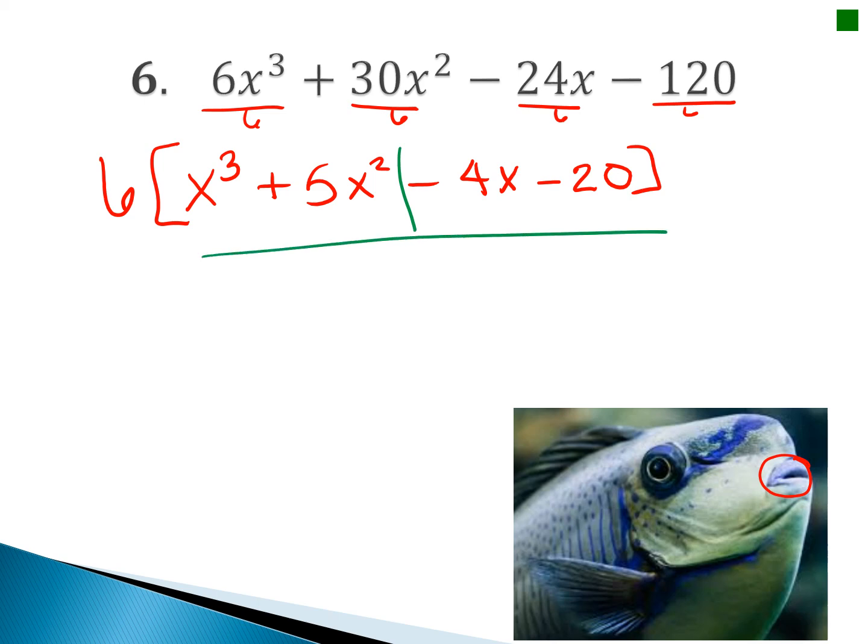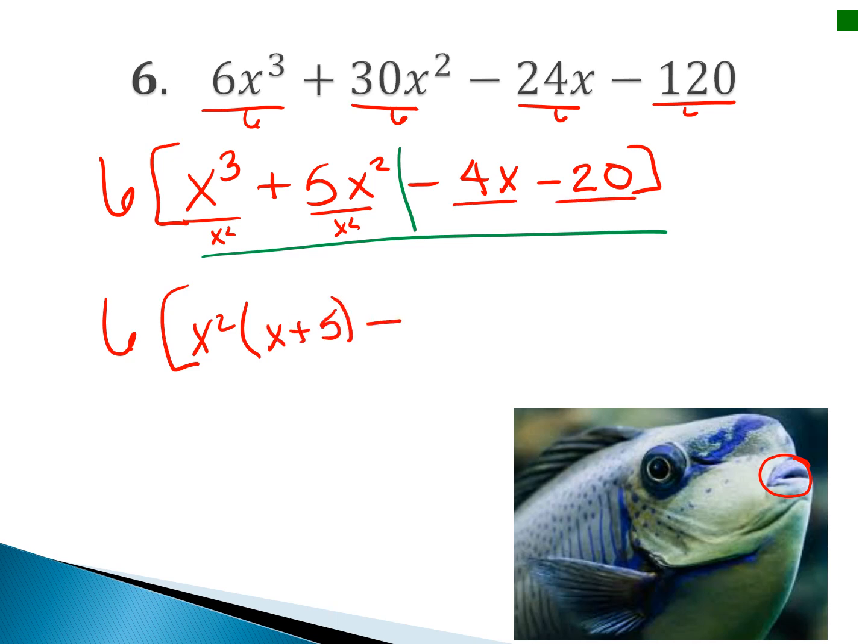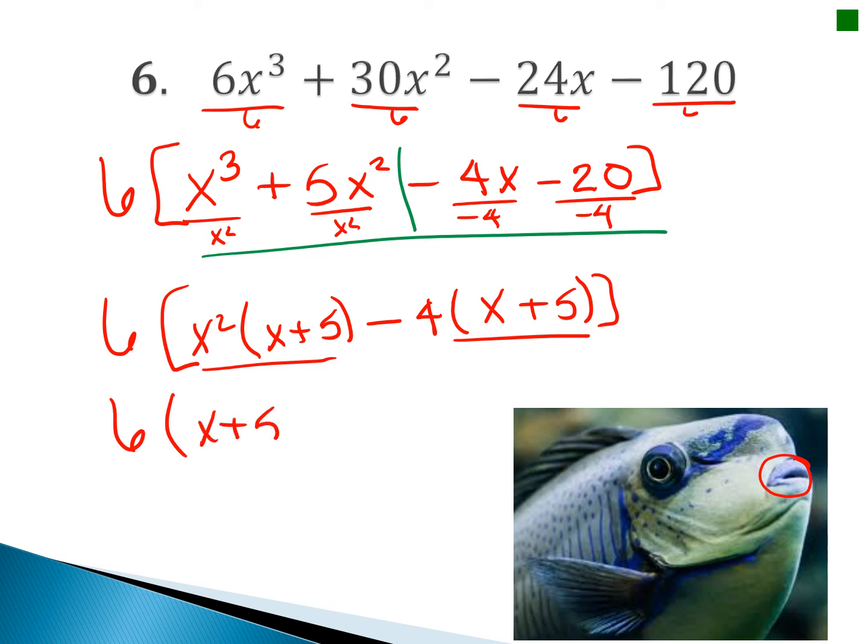4 terms, still going to do the grouping, leave the 6, leave the bracket. What comes out of these two? X squared. So I'm going to divide by x squared. I get x plus 5. What comes out of these two? Remember, it has to be a negative. It's going to be negative 4. Negative 4 divided by negative 4 is 1 with an x plus 5. So here's my 6. What do I have in common out of these two? X plus 5. Take that out. What do I have left over?